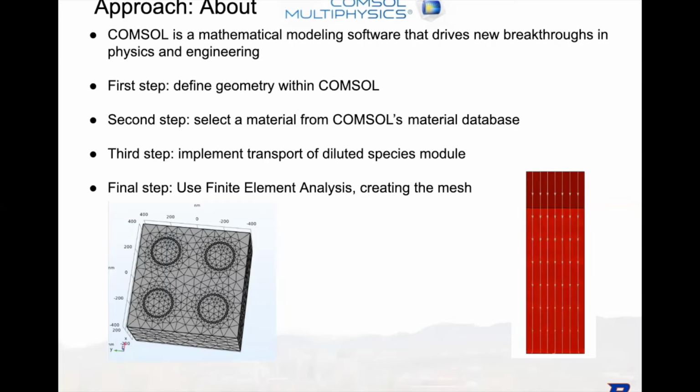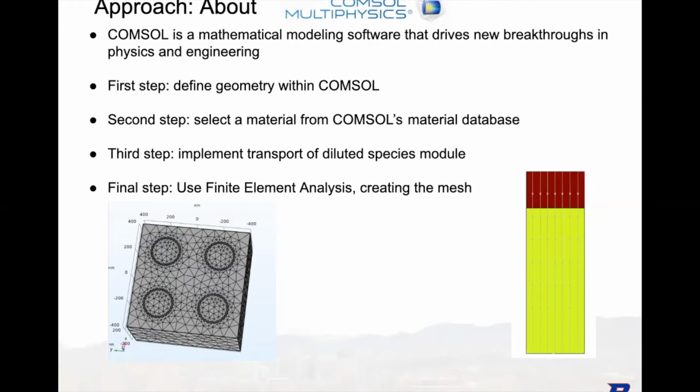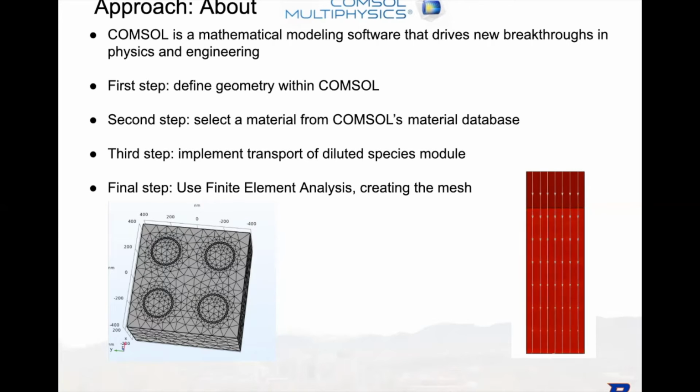The next step would be to select the material from COMSOL's material database. And our third step is implementing the transport of diluted species module. This module was key to setting initial and intermediate concentrations within the model and allowed adjustments of how the contaminants move through different barriers in the design. And this is pictured on the right with the brightly colored model.